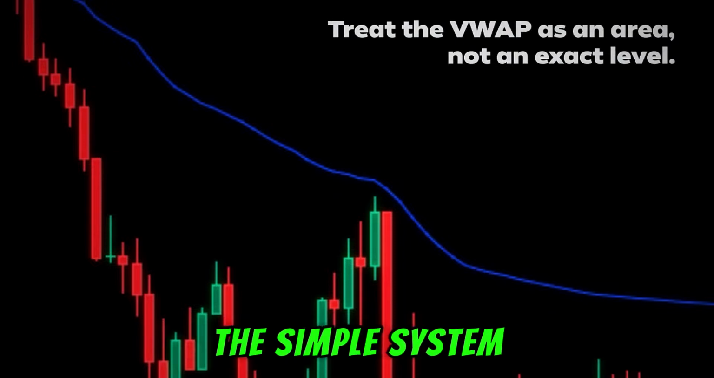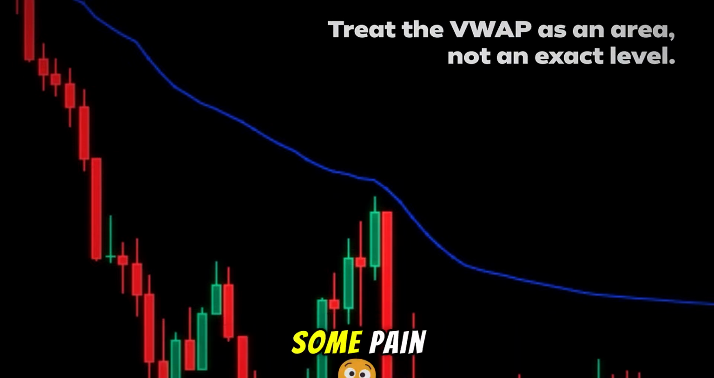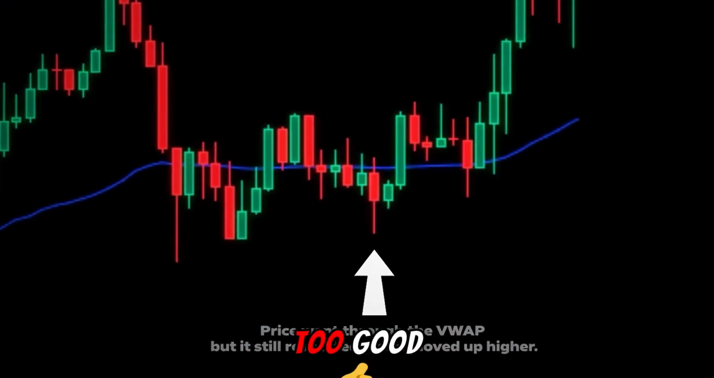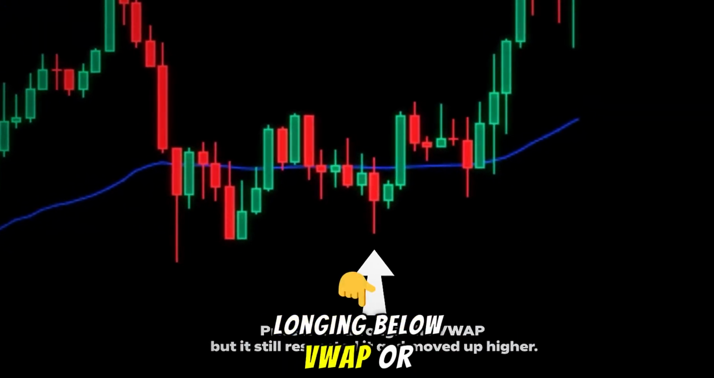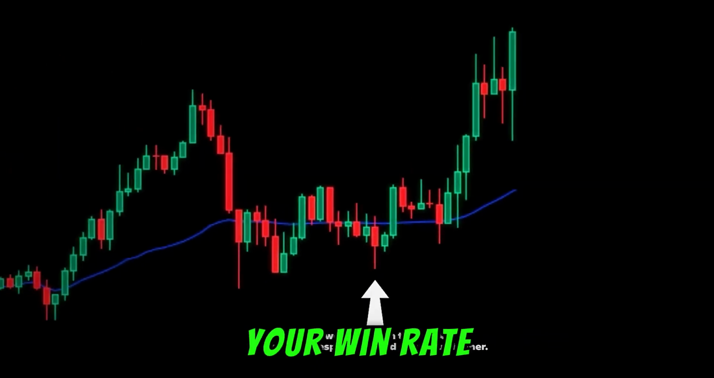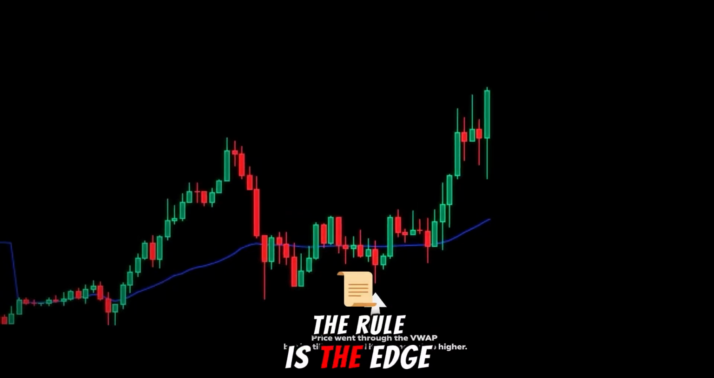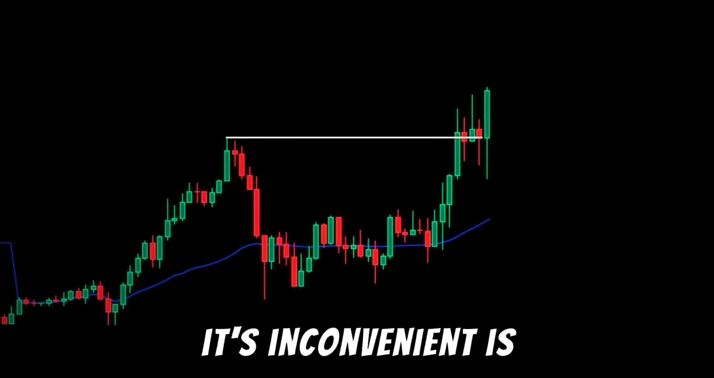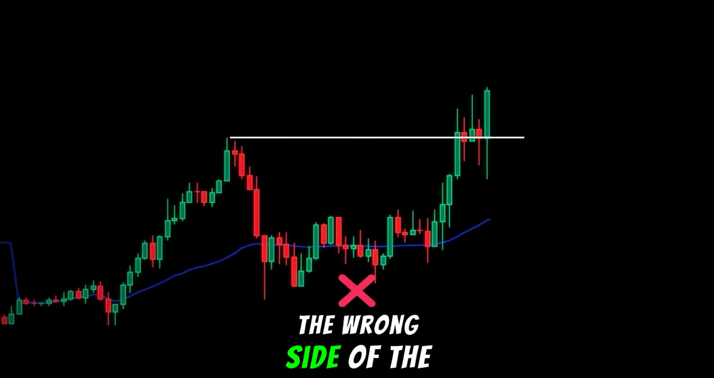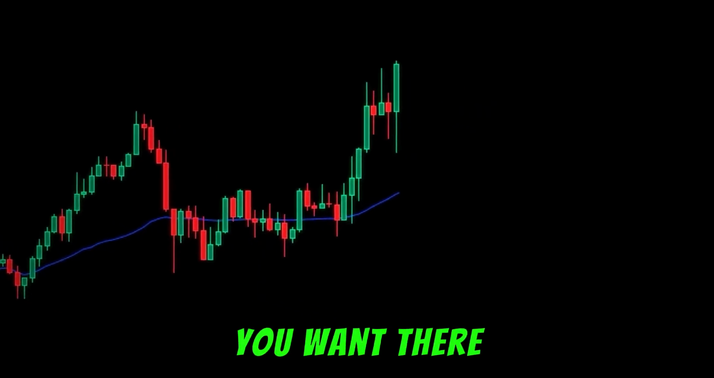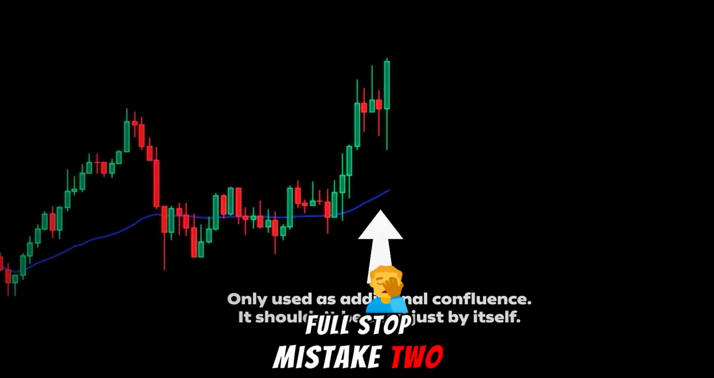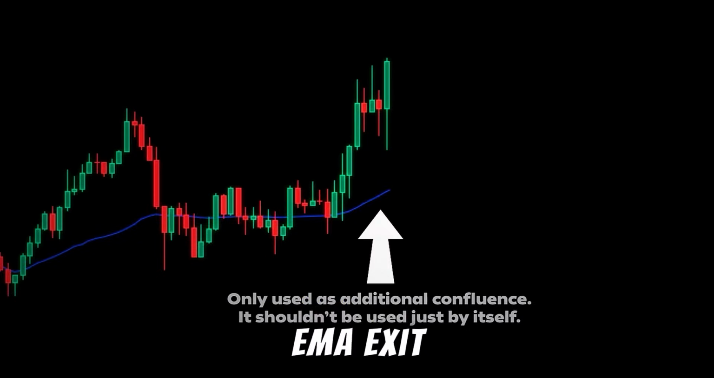Mistakes that break the simple system. Let me save you some pain. Mistake 1. Breaking the VWAP rule because the setup looks too good. Longing below VWAP or shorting above it feels clever in the moment and quietly wrecks your win rate. The rule is the edge. Respecting it when it's inconvenient is the whole job. If price is on the wrong side of the yellow line for the trade you want, there is no trade. Full stop.